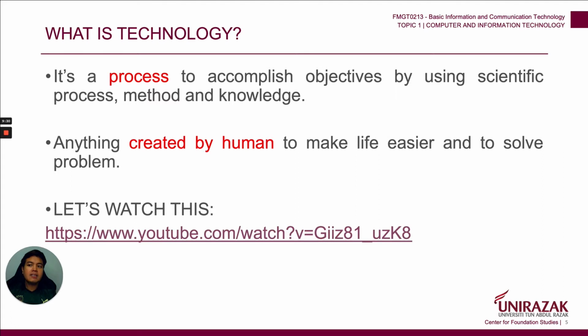Actually, technology is a process to accomplish objectives by using scientific processes, methods, and knowledge. It is actually a process. And technology is anything created by humans to make life easier and to solve problems. So technology is created by us humans because we want our life to be easier and to solve problems. So when it comes to technology, it doesn't have to be complicated. And in order for you to better understand this term technology, why don't we watch this video?